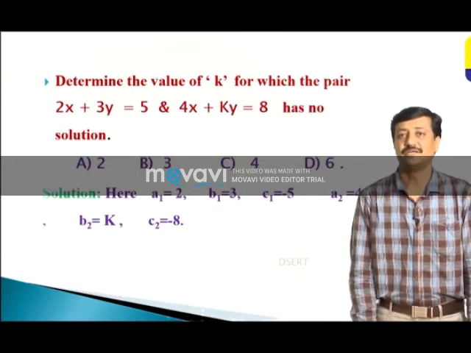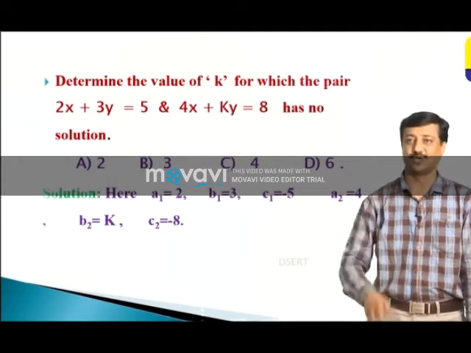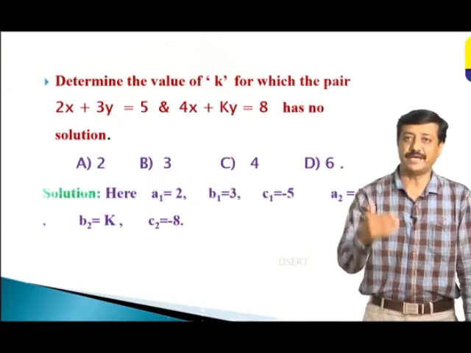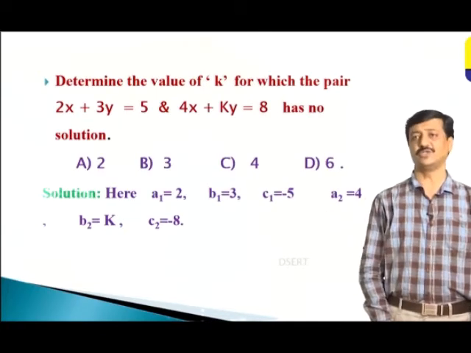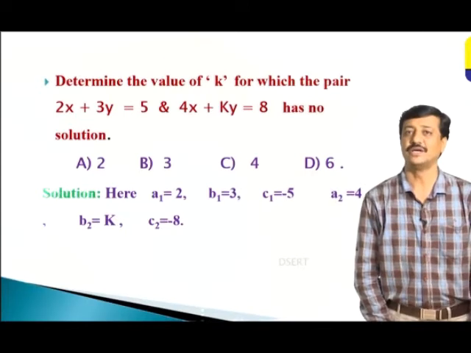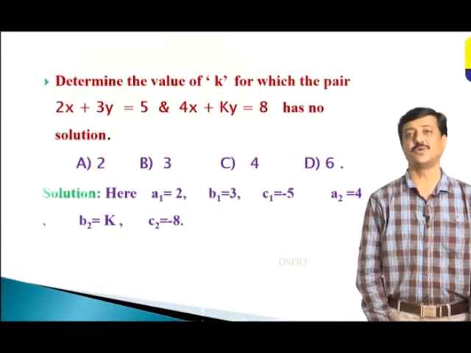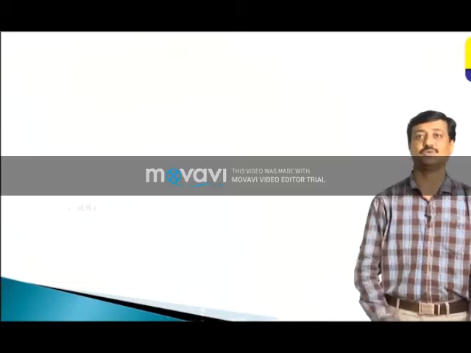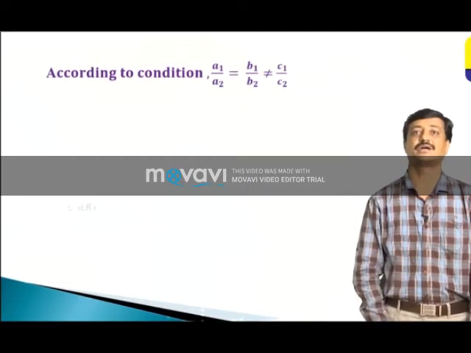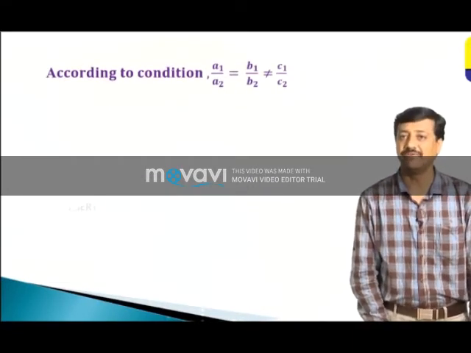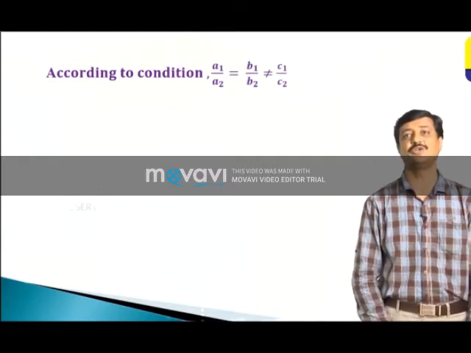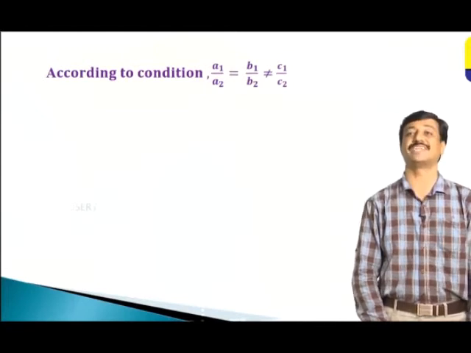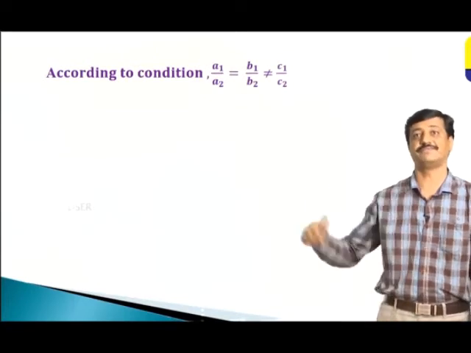In the question, it is given that the pair has no solution. Based on the table, if the pair has no solution, according to the condition, the ratio a1 by a2 is equal to b1 by b2, but not equal to c1 by c2. See the condition. According to the condition, it says a1 by a2 ratio is equal to b1 by b2, but not equal to c1 by c2. Now, let us verify this condition for the values.